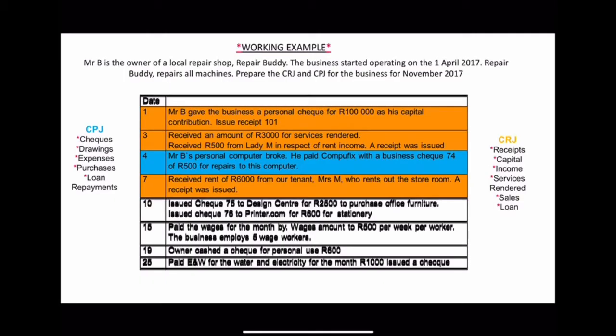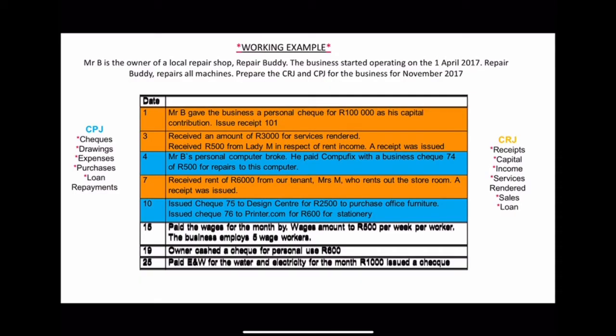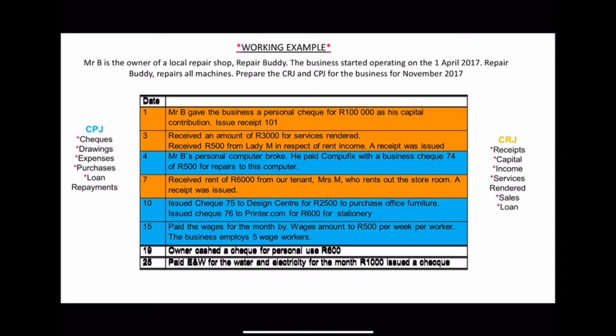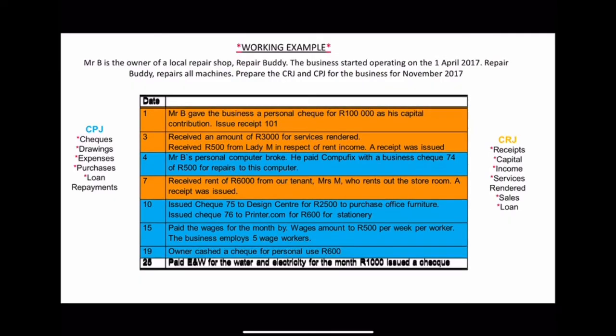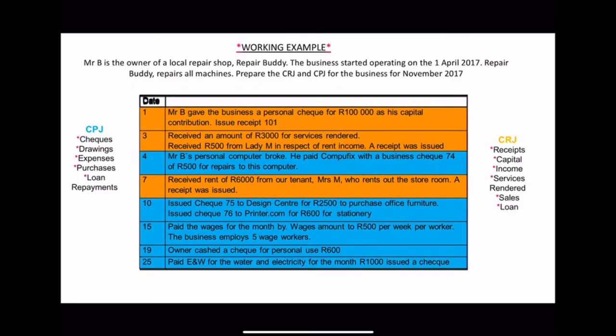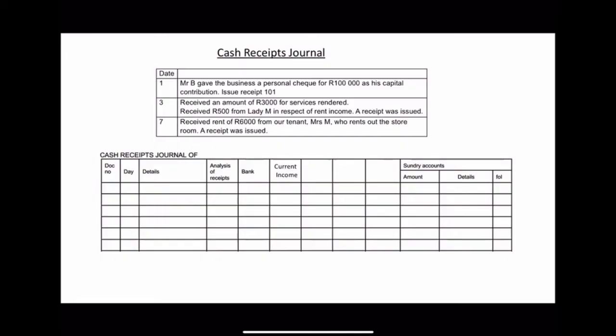Issuing a check automatically indicates to us that it is the CPJ. Paid the wages, CPJ. Owner cashed a check for personal use. This means that he's taking money from the business, so it's drawings, and therefore goes in the CPJ. And lastly, we paid E and W, so that goes in the CPJ. Okay, so now that we've separated the transactions, let's work with each journal.